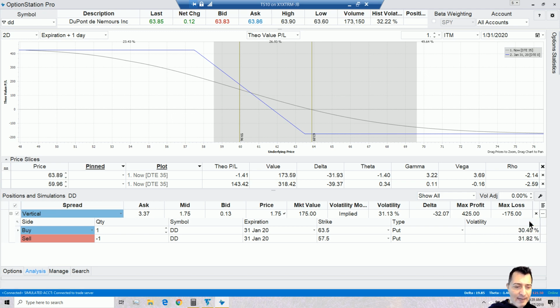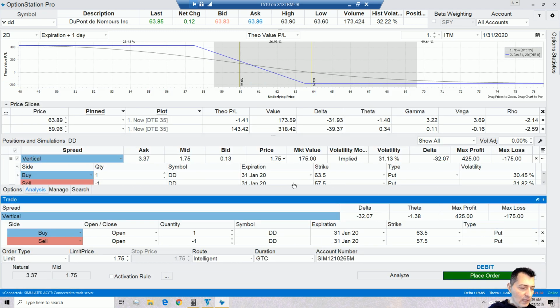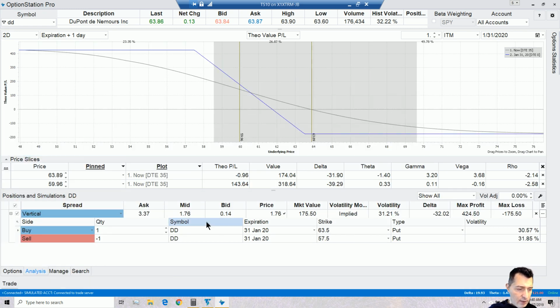But basically, I'm going to enter this trade. So I click on trade. I am ready to buy this spread. If you do it at the midpoint, it's going to cost you 175. I would certainly suggest caution, you can see the natural price is 337. Let me go back to the option chain and you'll see what I mean. This is not the most liquid option in the world, 337 to 0.14.